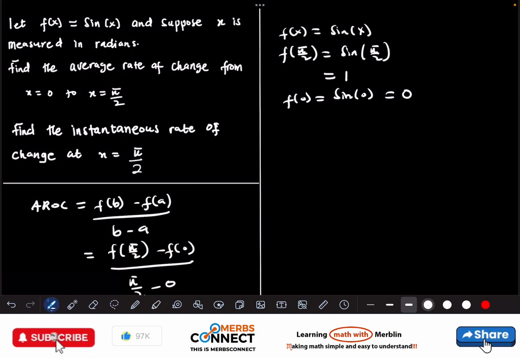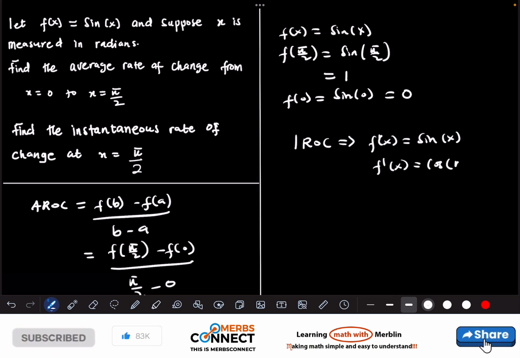Now let's look at the instantaneous rate of change. With the instantaneous rate of change, we just need to differentiate the function. So f of x is equal to sine x. What is f prime of x? That is going to be cos of x. Then at the point x equal to pi on 2, we are going to have cos of pi on 2. What is cos of pi on 2? It is 0.